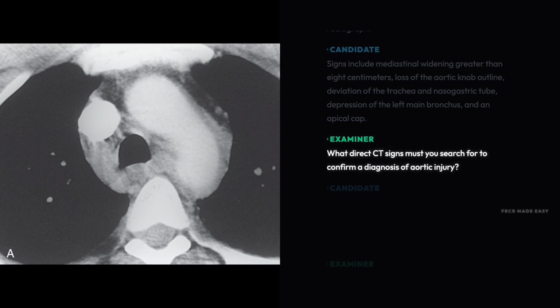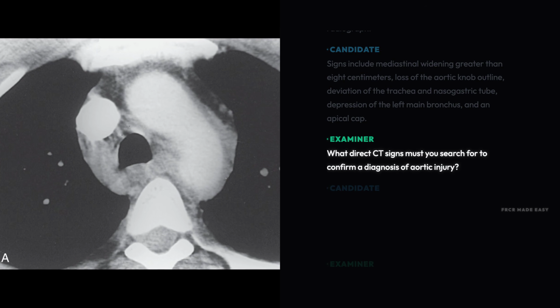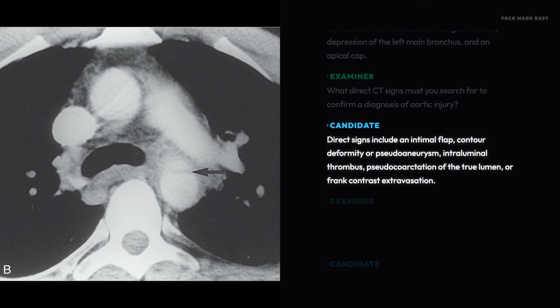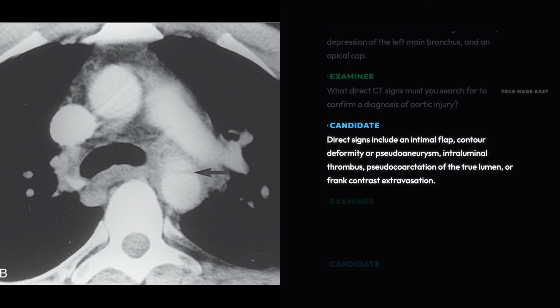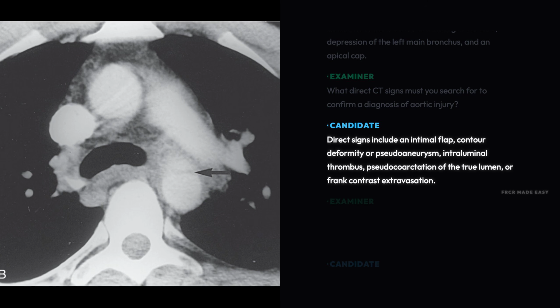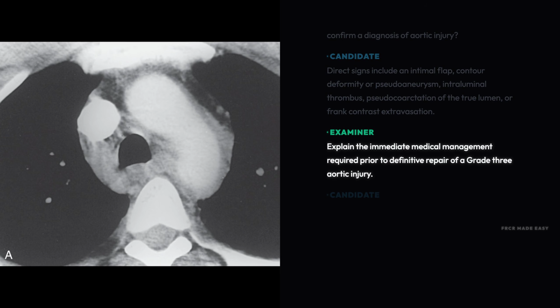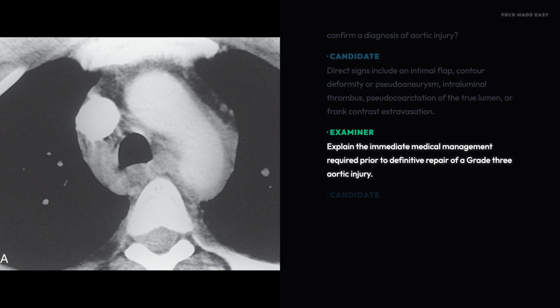What direct computed tomography signs must you search for to confirm a diagnosis of aortic injury? Direct signs include an intimal flap, contour deformity or pseudoaneurysm, intraluminal thrombus, pseudocoarctation of the true lumen, or frank contrast extravasation. Explain the immediate medical management required prior to definitive repair of a grade 3 aortic injury.